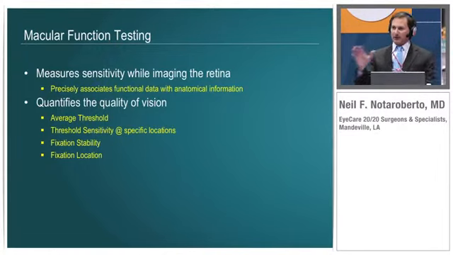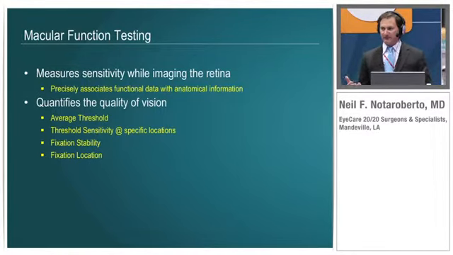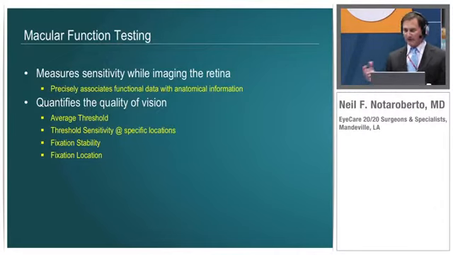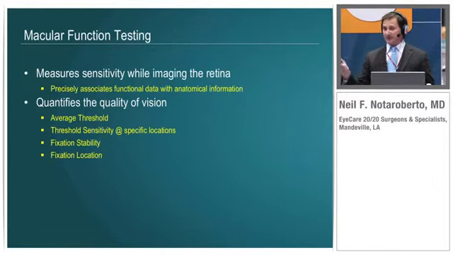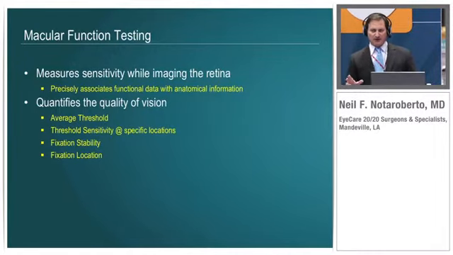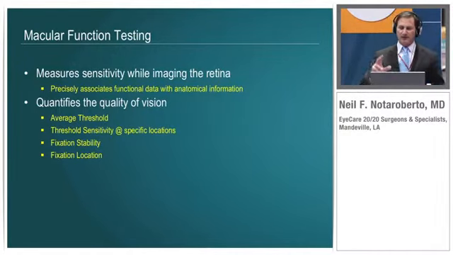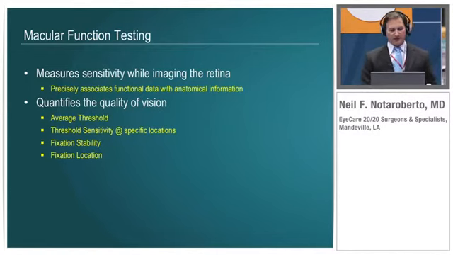Not only does it overlay a high resolution image with the functional data, but it allows you to pinpoint areas of pathology easily. It quantifies the quality of vision using several metrics, which are important, as you'll see in my case studies: average threshold over a larger area, threshold sensitivity in specific areas, and of course fixation, stability, and location. These are two metrics that you're not really thinking about as a clinician until they're presented to you, and then you can use that in the evaluation of the patient's progress.